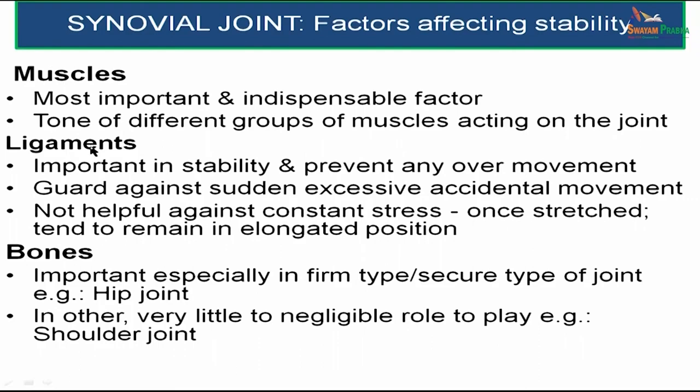Second are ligaments. They are important for stability and preventing excessive movements. They guard against any sudden, accidental, excessive movement. But once they are stretched, they are no longer helpful because they remain in that elongated position. Bones are important in special joints where their shape helps to make the joint secure, like a hip joint, whereas in other joints, they do not play much role.